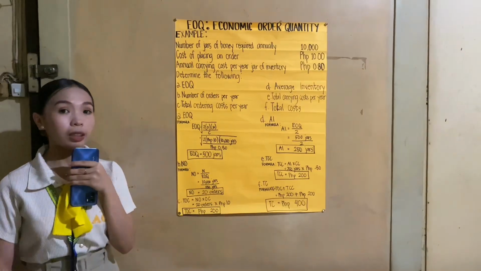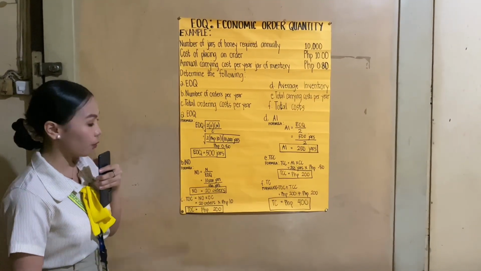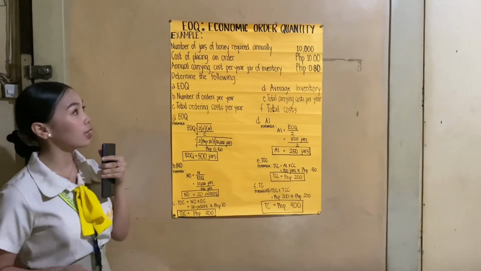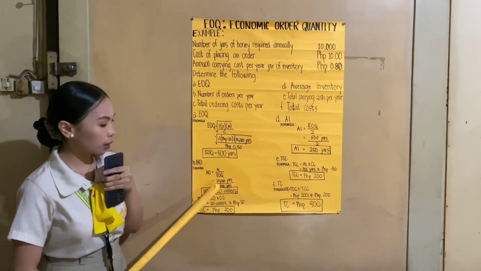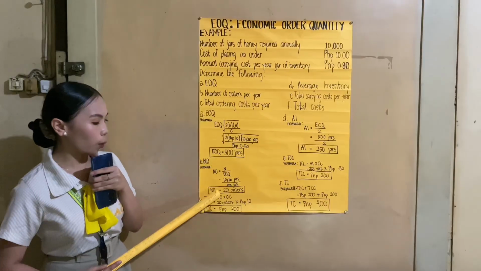So, now let's proceed to the NO. The formula for NO is NO equals N divided by EOQ. So, i-divide na nimo ang number of jars of honey required annually ug ang EOQ. So, atong i-substitute na NO equals 10,000 jars divided by 500 jars. Kaning 500 jars is gikan siya sa EOQ. So, NO equals 20 orders.